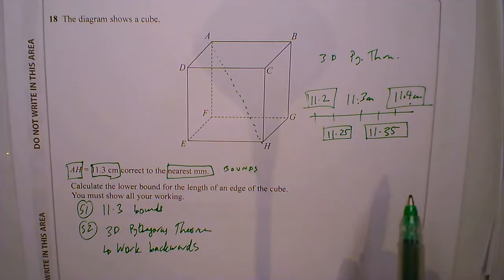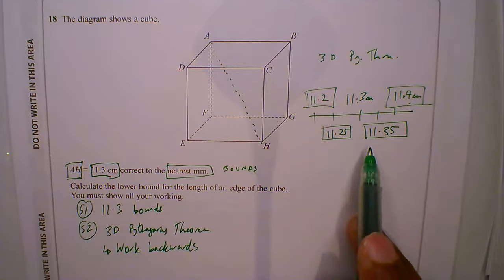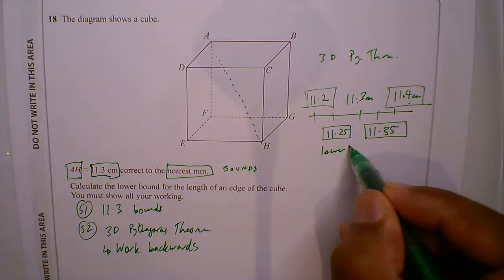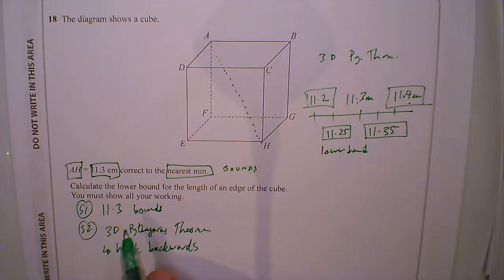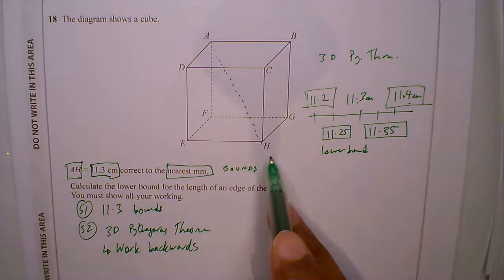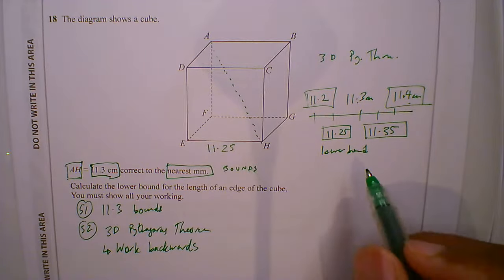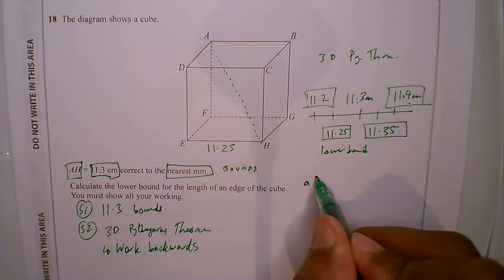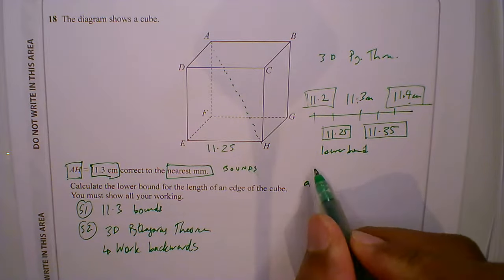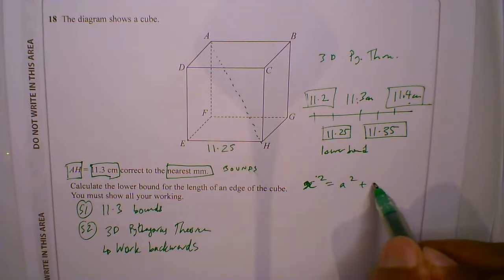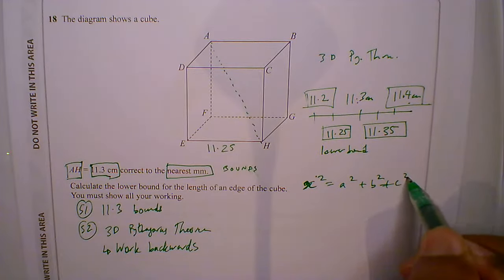Okay, so now this tells me my bounds. So I'm interested in the lower bounds. So step 1, I've got lower bounds. Step 1 is done. Now I need to apply Pythagoras' theorem in 3D. So this is a cube, which means all lengths are the same. So this is 11.25. Because it's a 3D shape, the longest side, let's call it x squared, is going to be the other sides' a squared plus b squared plus c squared.